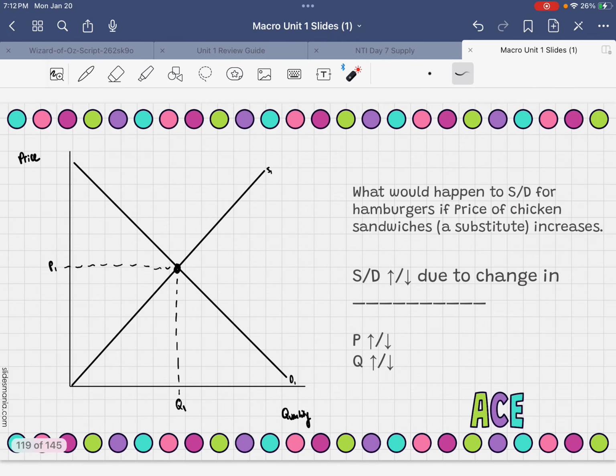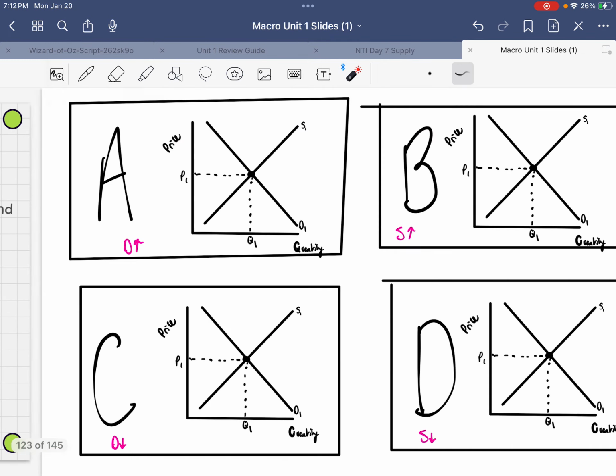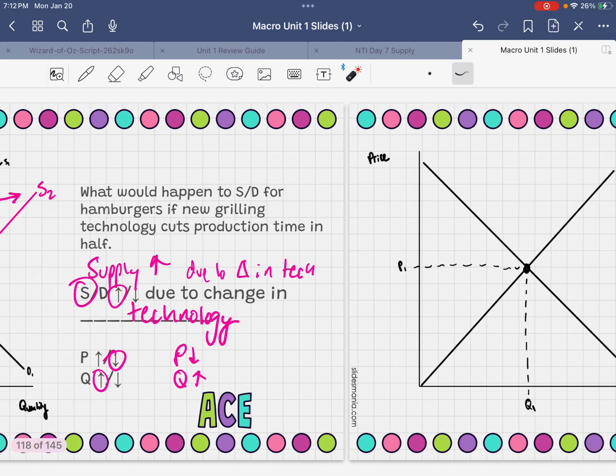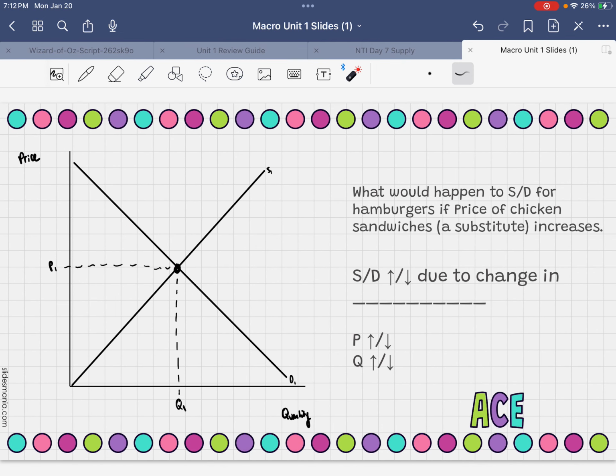Okay, I'm going to go a little bit faster on this one. Here we go. What would happen to supply and demand for hamburgers if the price of chicken sandwiches, a substitute, increases?